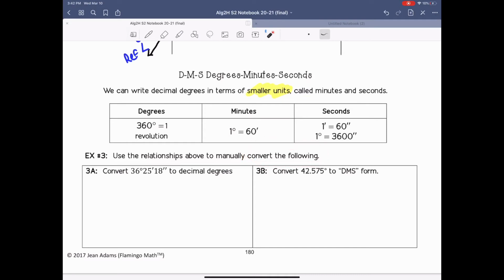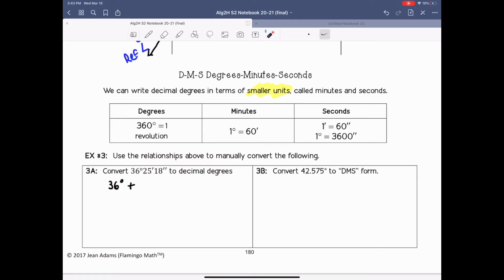So for 3A, we need to convert 36 degrees, 25 minutes, 18 seconds into decimal degrees. So instead of using this unit, degrees, minutes, seconds, I want to convert this to a regular decimal. So here's what we're going to do. We are going to treat the degrees as if it was the whole number component of the decimal, because it is. So I'm going to leave 36 degrees alone. I'm just going to write that out front. So 36 degrees stays the same because that's the whole number component. But what I need to do is I need to convert minutes and seconds into decimal degrees.